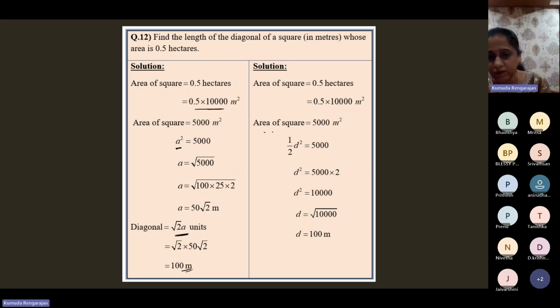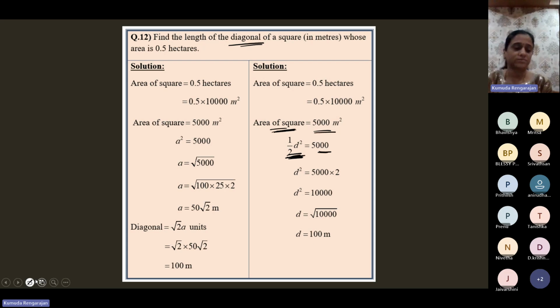You can also do it like this. Area of square in terms of diagonal is half d square, half into diagonal square. We have to find the length of the diagonal, right? So you can directly get it using this formula. Half d square is equal to 5,000. So d square is equal to 5,000 into 2, d square is 10,000. d is the square root of 10,000, which is 100.